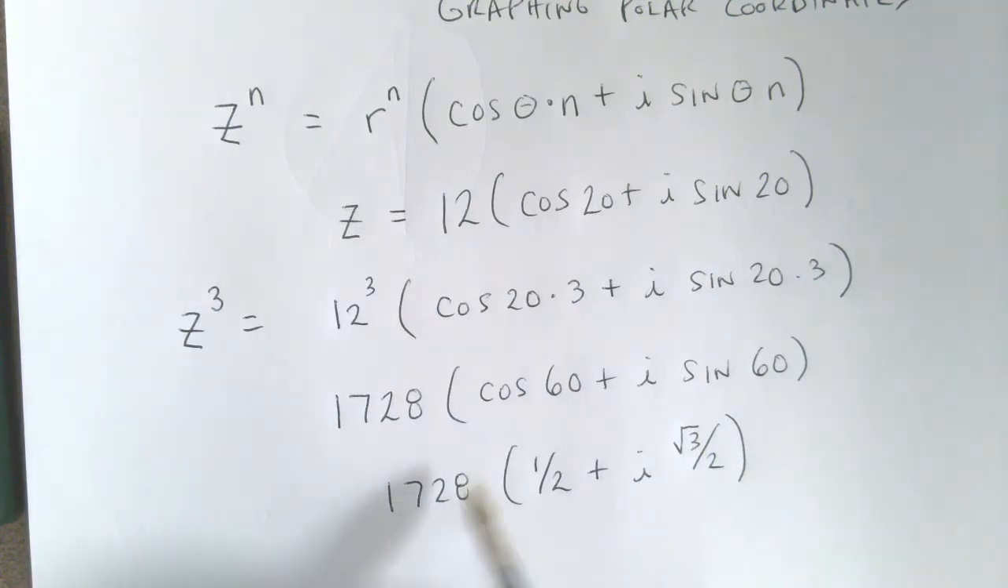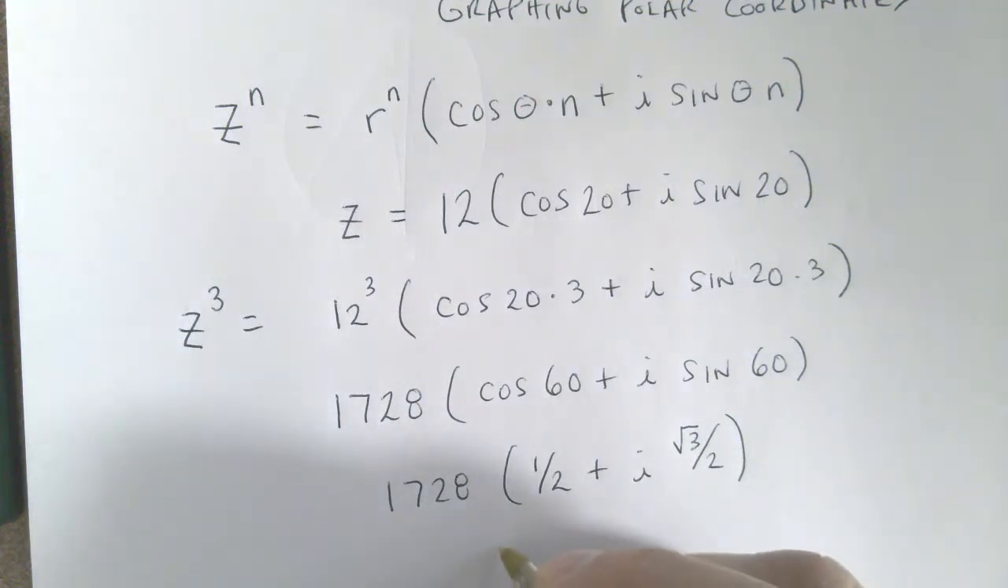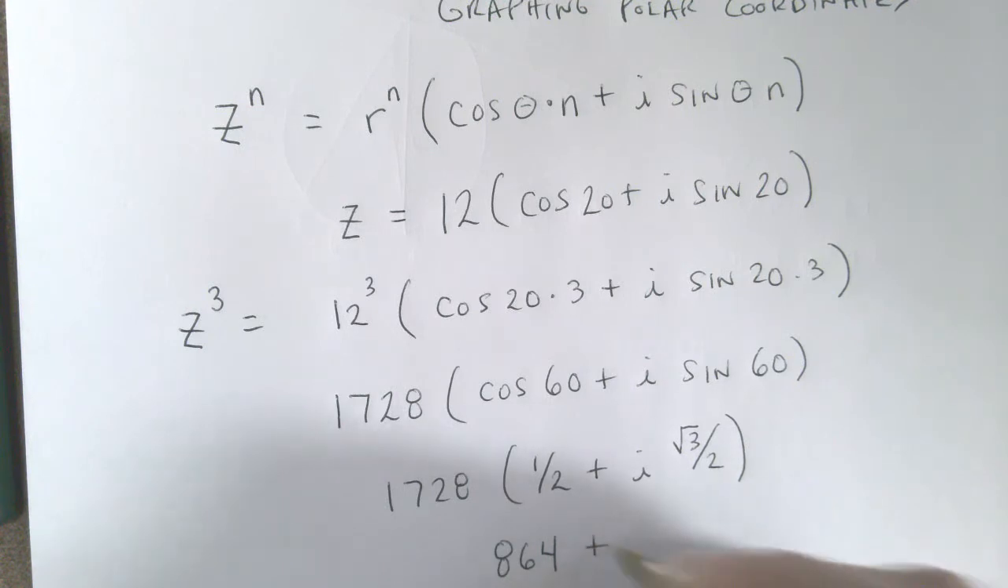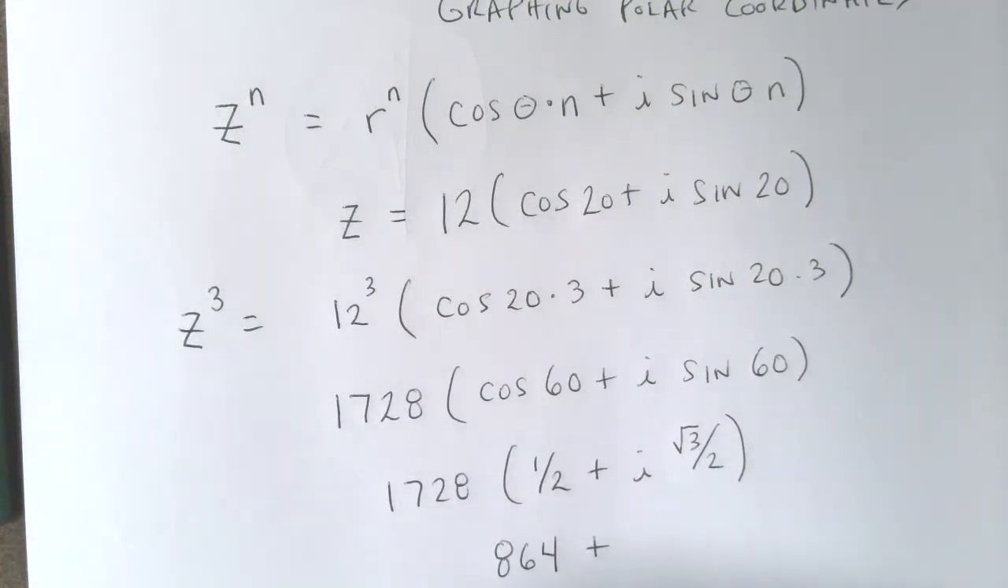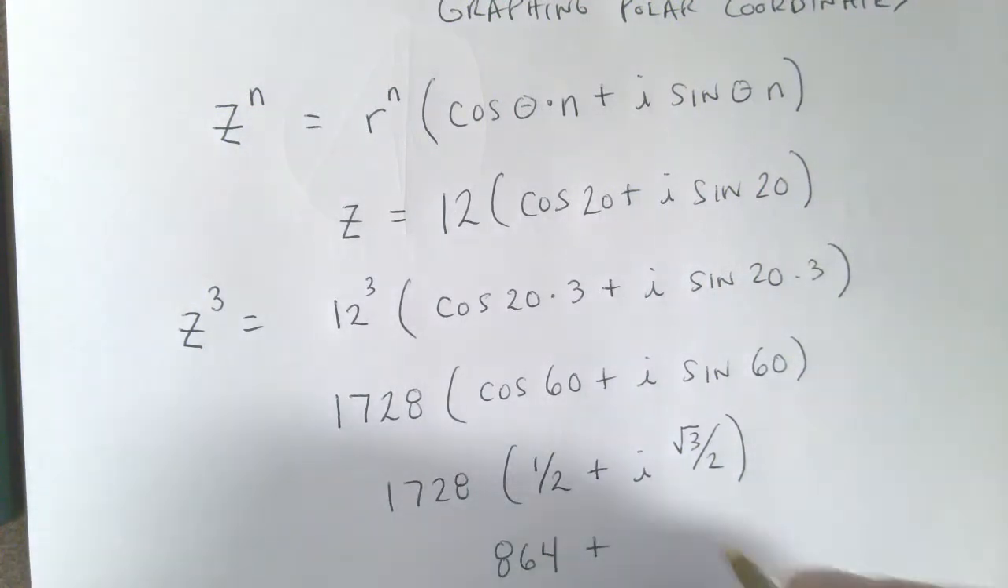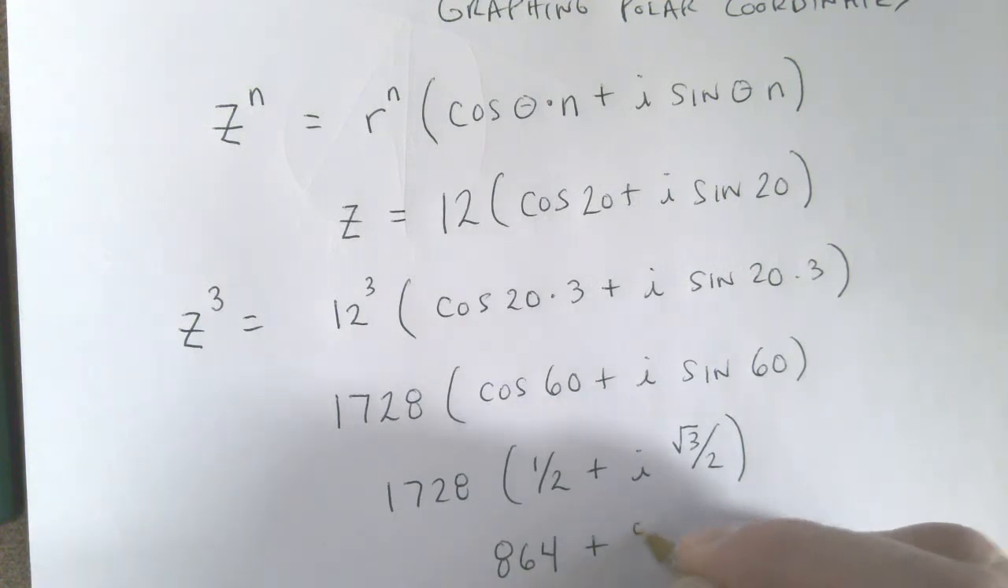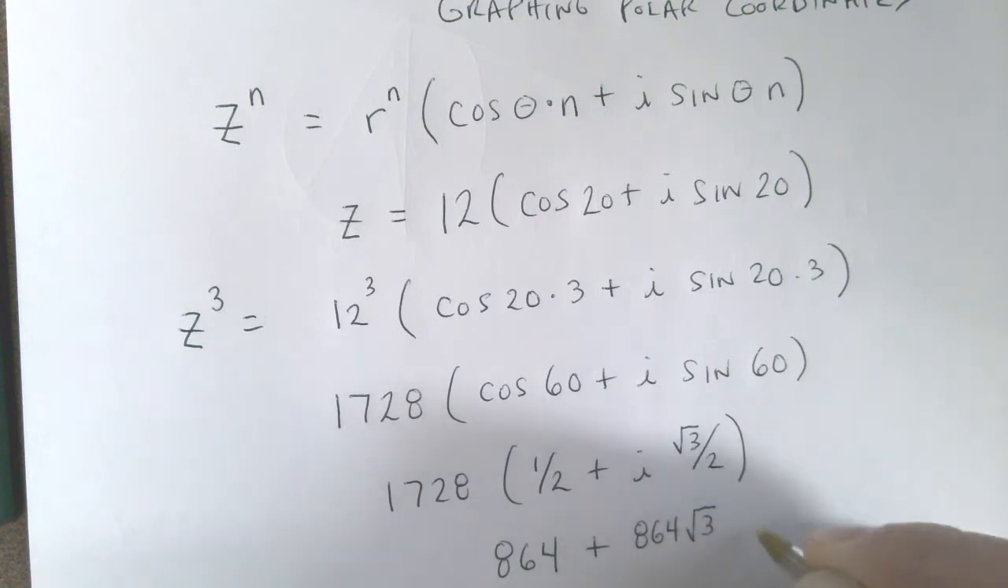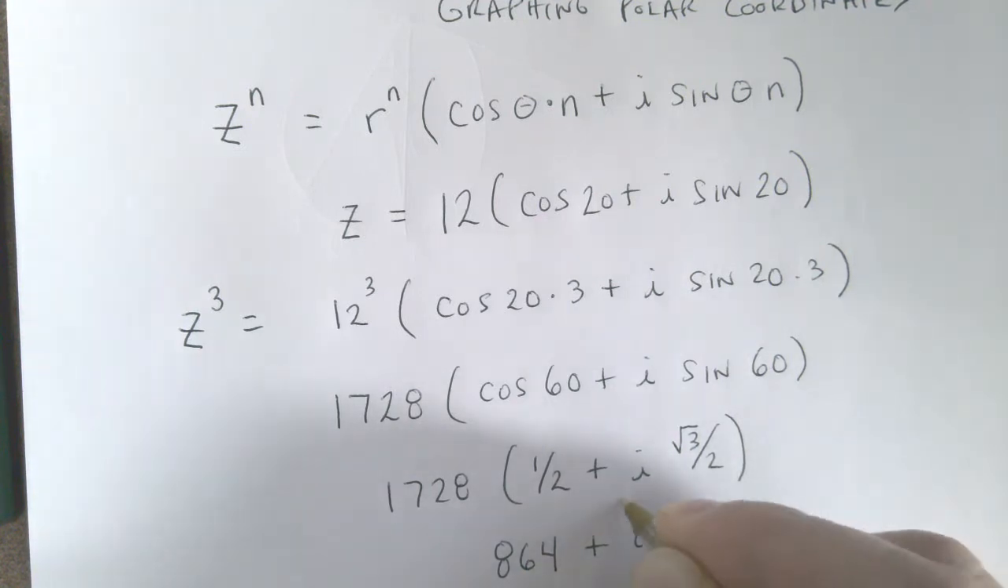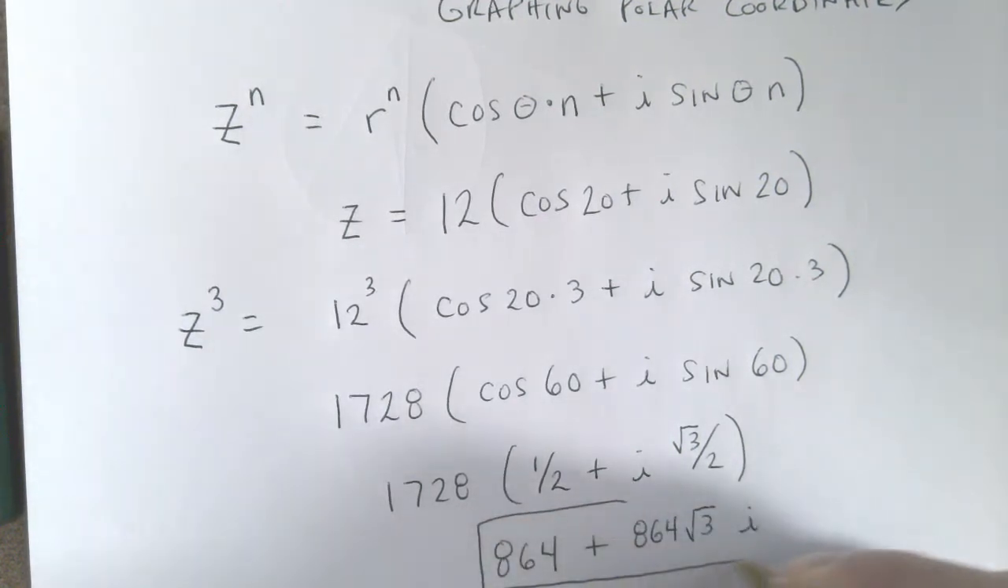And now we just distribute the 1728. So 1728 times 1/2, or divided by 2, however you want to word that, is going to give us 864. And then 864 plus 864 radical 3 i. And we're back to complex form.